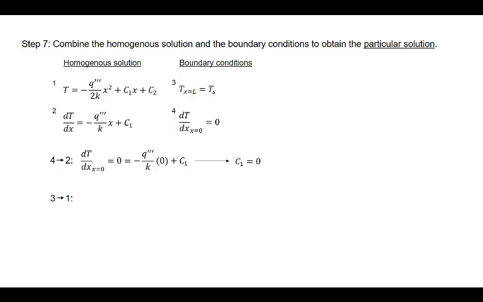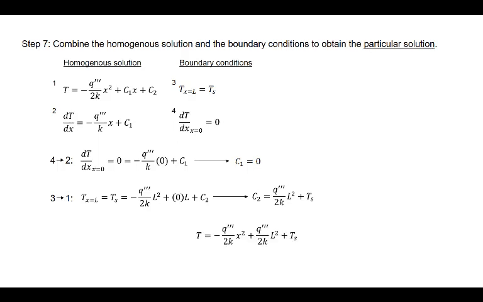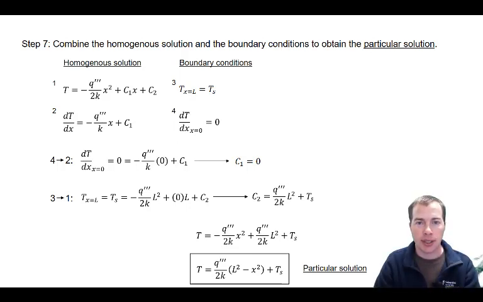If we take equation 3 and substitute it into equation 1, we have that the temperature at x equal L is equal to Ts. We then substitute x equal L into equation 1. We have already identified that the constant c1 is equal to 0. The second term thus drops out. Solving this equation for c2 shows that the second constant is given by the following grouping of terms. We now take our constants c1 and c2 and substitute them back into the homogeneous solution to obtain the particular solution. We can factor out the common q triple prime over 2k term to obtain our particular solution. This is the equation that allows us to calculate the temperature at any location within the fuel element.